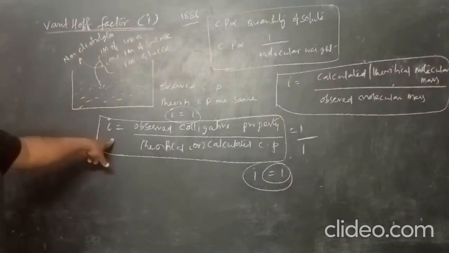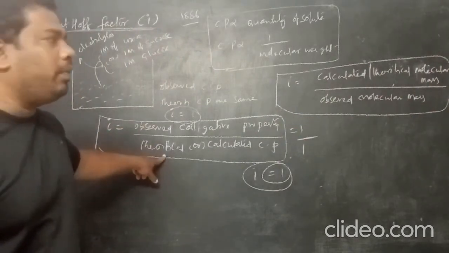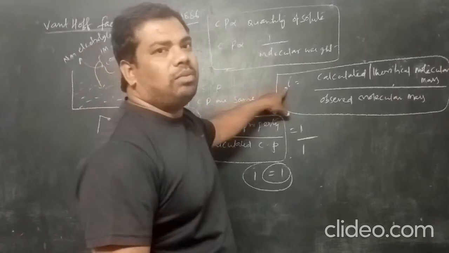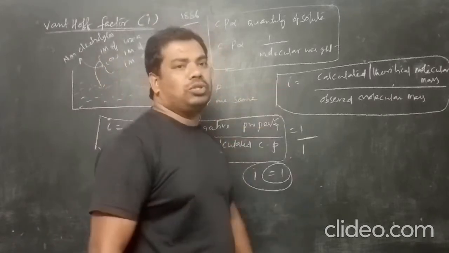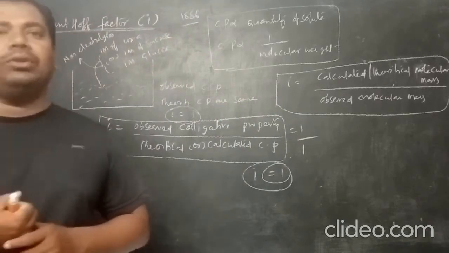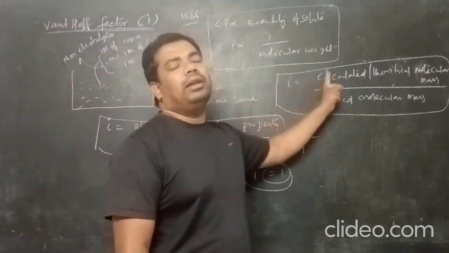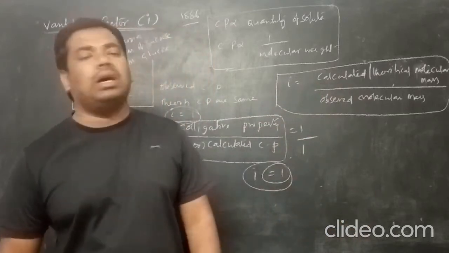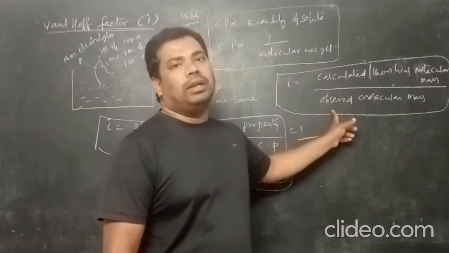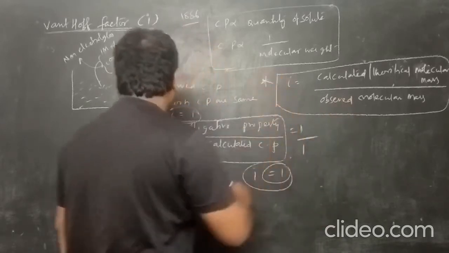So here, the observed colligative property upon the theoretical or calculated colligative property. Based on molecular mass, it is inversely proportional because the colligative properties are inversely proportional to the molecular mass. Therefore it will be reversed. So that is calculated or theoretical molecular mass upon observed molecular mass. Clear, students? These two formulas are very, very important.